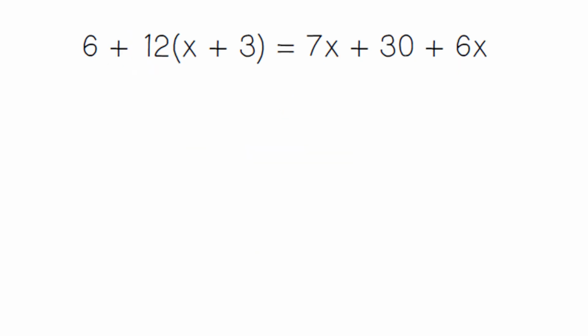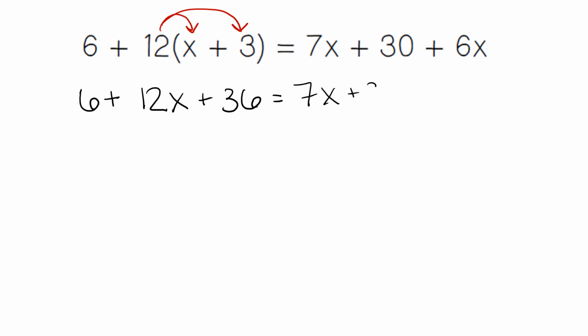For number 7, we have the equation 6 plus 12 parentheses x plus 3 equals 7x plus 30 plus 6x. We start with step number 1, meaning we distribute and multiply our parentheses. The 6 stays out in front. The 12 and the x we can put together to make 12x. The 12 and the 3 multiply to give us 36. The 7x plus 30 plus 6x stays the same.